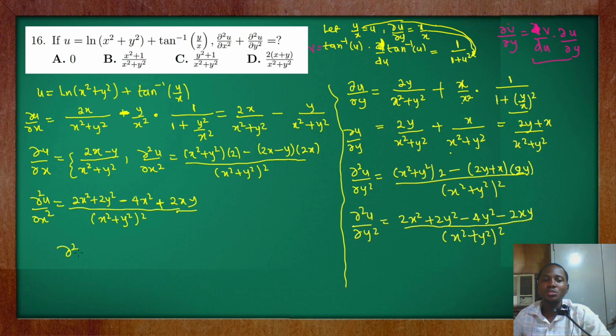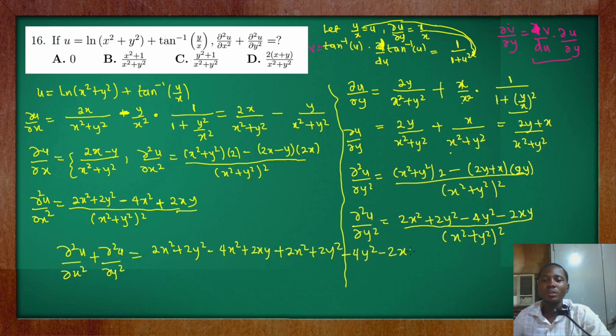And if you sum this together, that is the second partial derivative with respect to y squared, this will give us what? If you add this together, since they have a common denominator, that means I will have 2x squared plus 2y squared minus 4x squared plus 2xy, then plus 2x squared plus 2y squared minus 4y squared minus 2xy, all divided by what? All divided by x squared plus y squared all square.